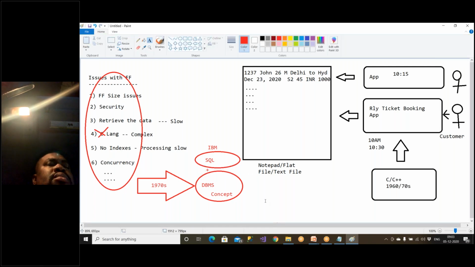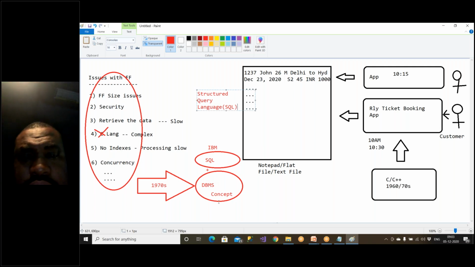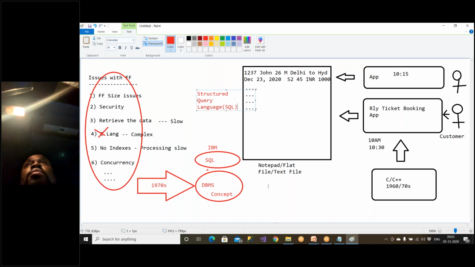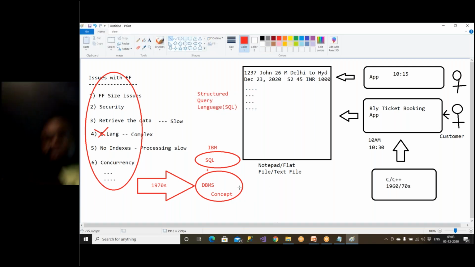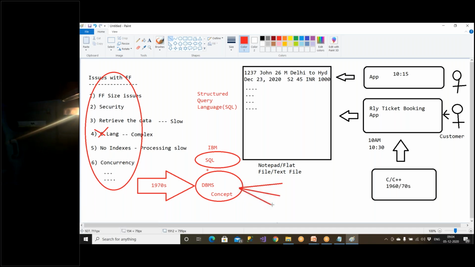So these are the new things invented in the 1970s by IBM and other companies. This language is called Structured Query Language. It is not a software, it is a language like C and C++, remember? So the SQL language was invented by IBM people, and the database management concept was also created. Using this concept, a lot of other concepts were released. Clear? There are a lot of types of DBMS systems that were released.